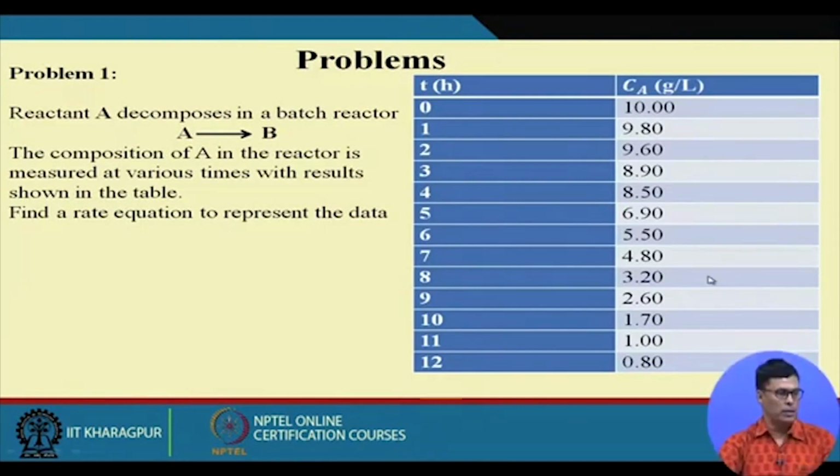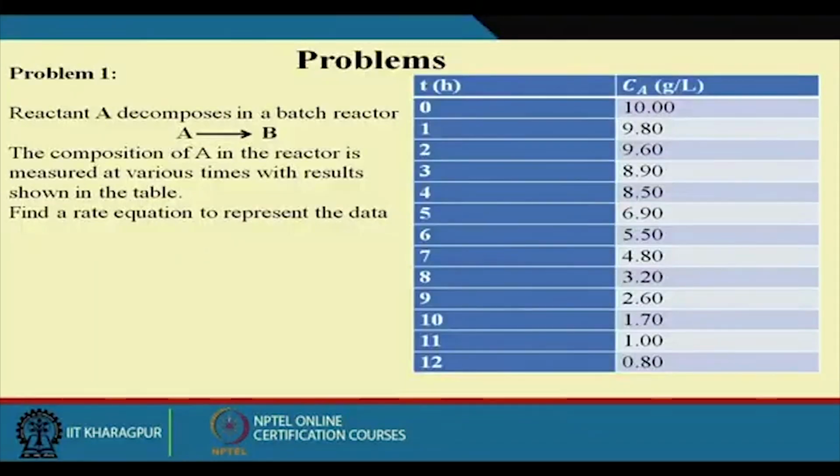The first problem that I want to discuss is this. Let us assume the reactant A decomposes in a batch reactor, A to B, and the composition of A in the reactor is measured at various times, with results shown in the table. Find the rate equation to represent the data. This is the simplest problem that we have.